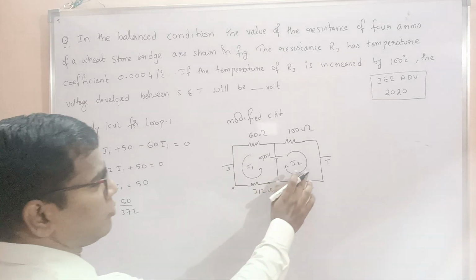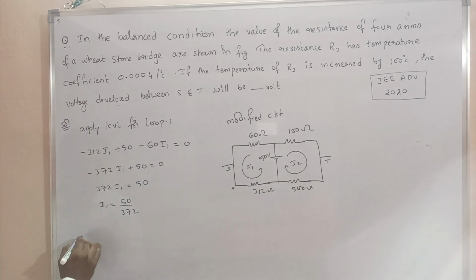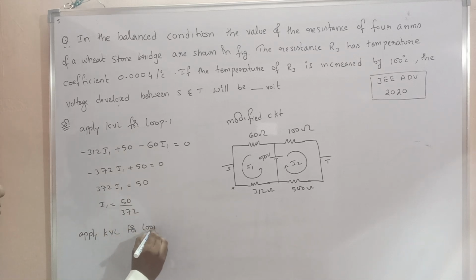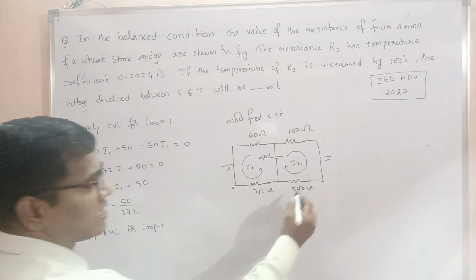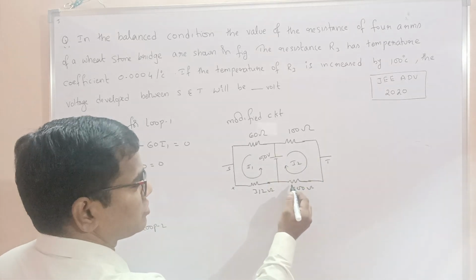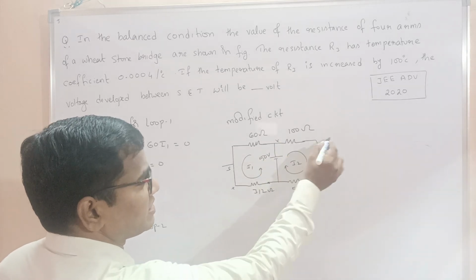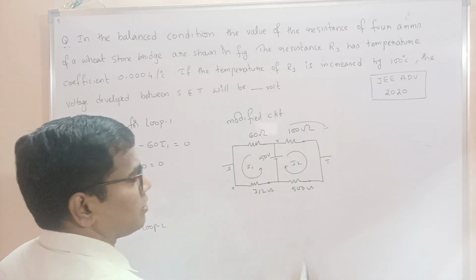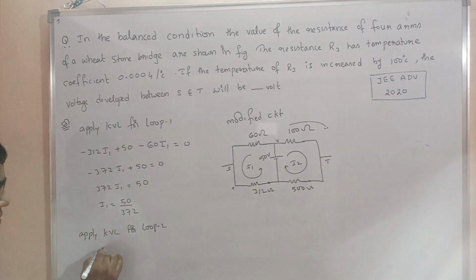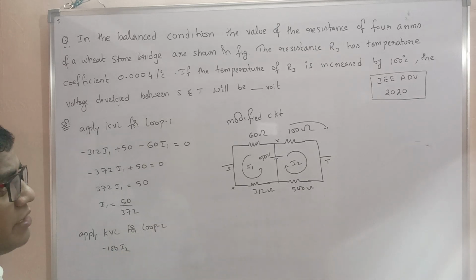Similarly, I will apply KVL for loop 2. Moving in this direction, I will start from here. In this direction moving, here it is minus 100 I2.